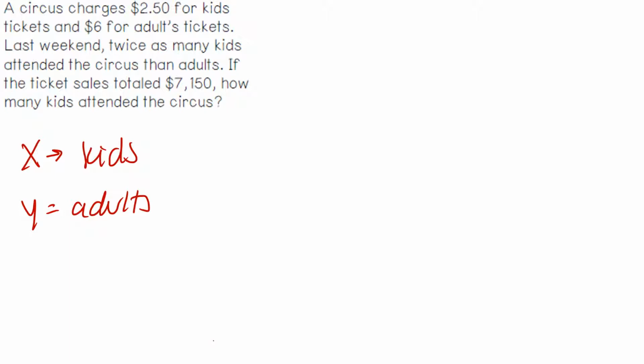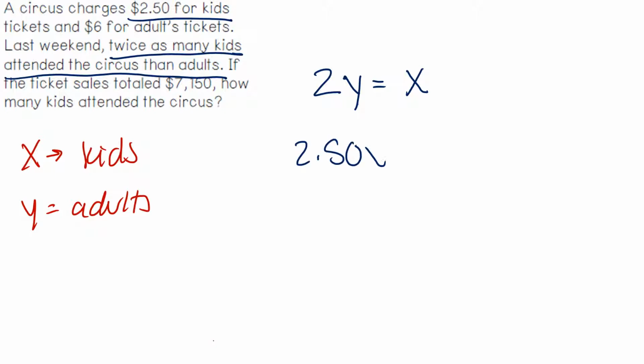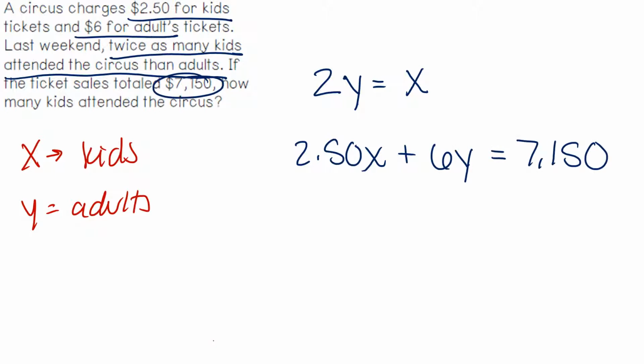Now for our first equation, we want it to be represented that twice as many kids attended the circus than adults. So there's fewer adults. 2 times the adults, y, is going to give us our kids number. There's more kids. For our money, it says kids tickets are $2.50, so $2.50x. $6 for adult tickets, so 6y, for our total of $7,150.